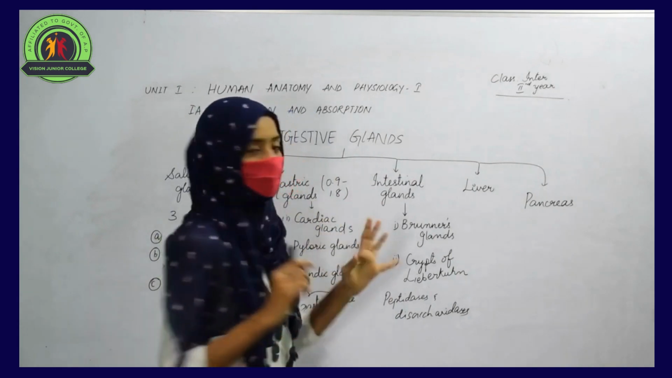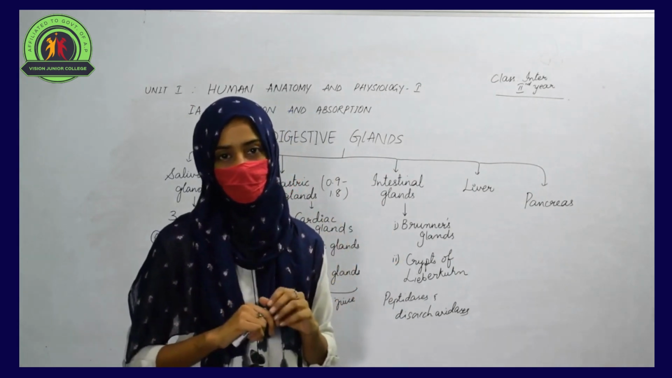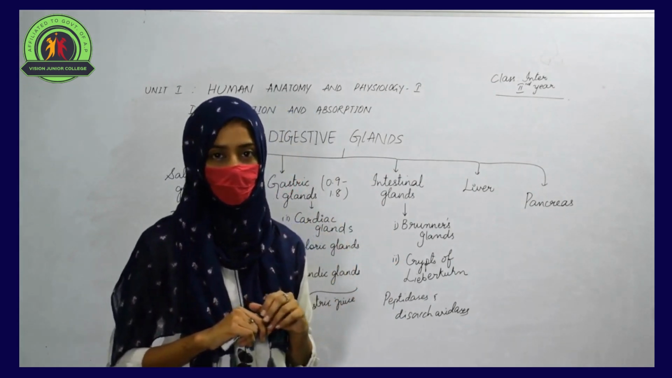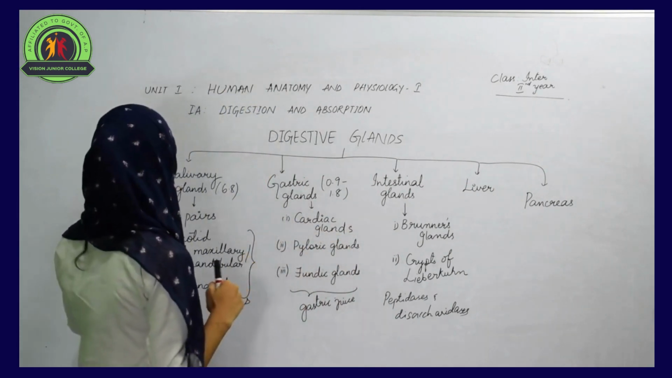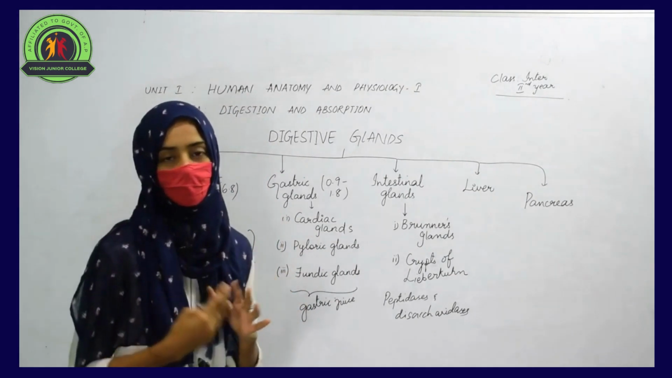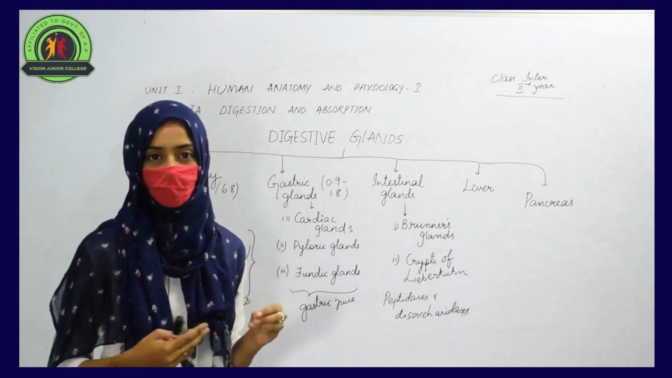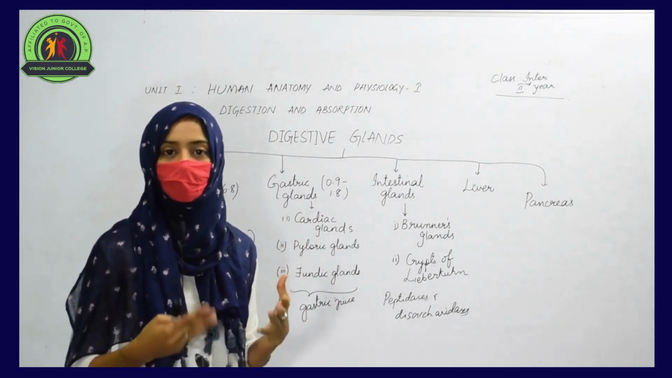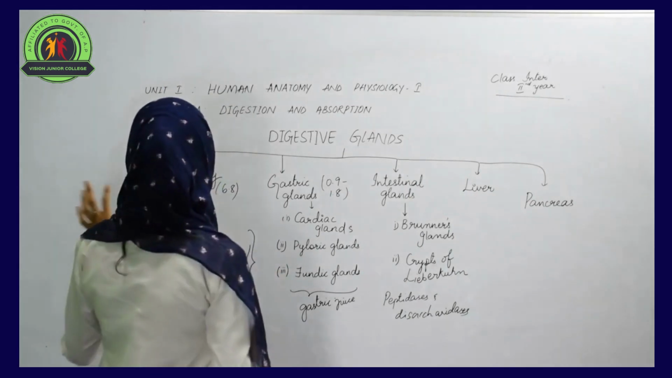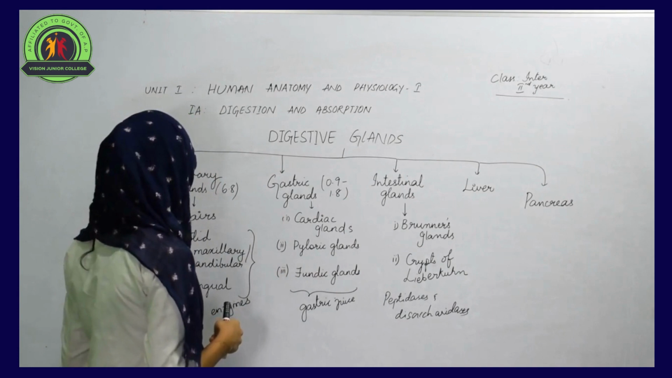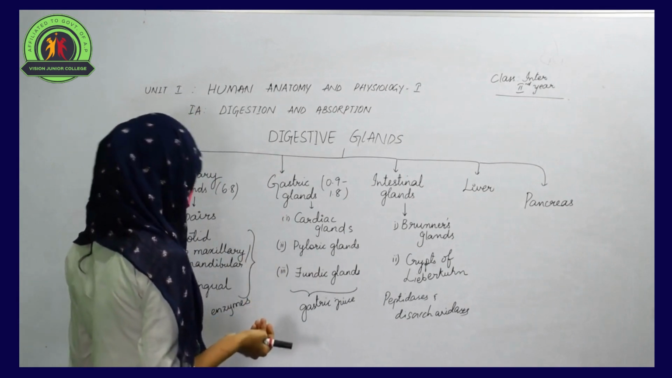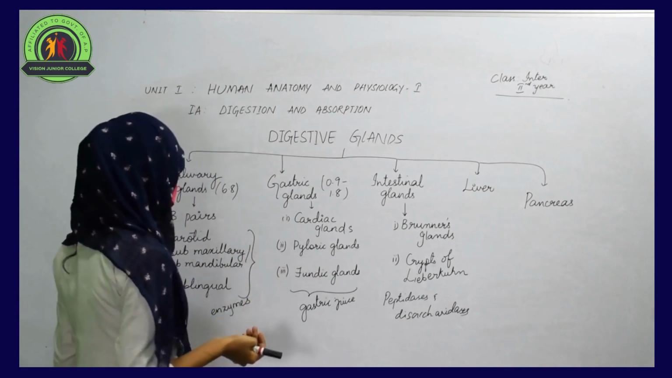There are 5 major types of digestive glands found in the human body. The first one is the salivary gland. The salivary glands are present in 3 pairs in the buccal cavity. The 3 pairs include the parotid gland, the submaxillary or submandibular gland, and the sublingual gland.